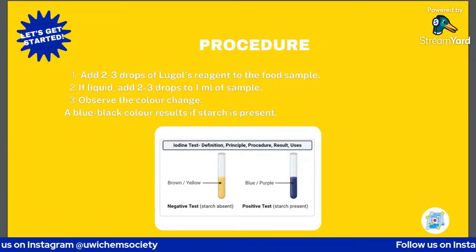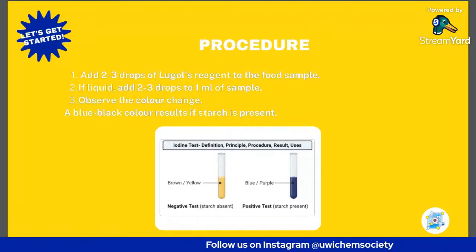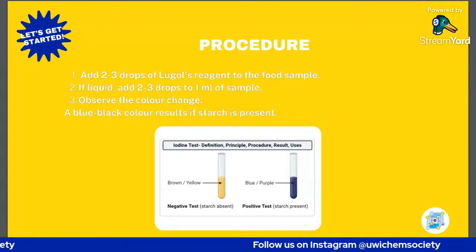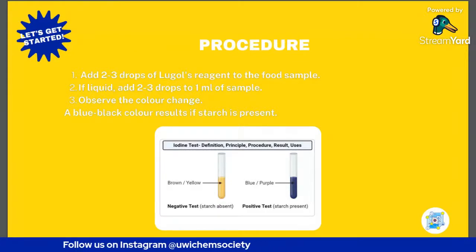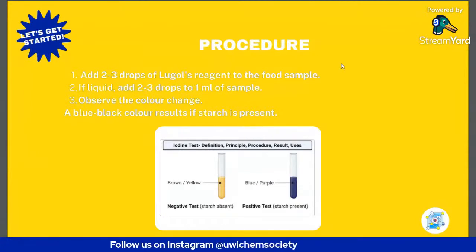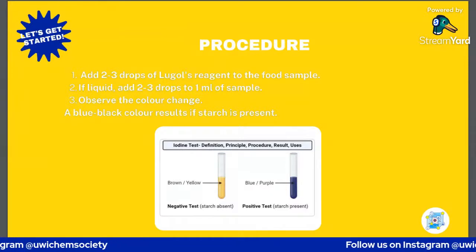So for our procedure, we will be adding 2 to 3 drops of Lugol's reagent to the food sample. If we're using a liquid sample, we're just going to add 2 to 3 drops to 1 ml of sample. So a blue-black color is going to tell if starch is present or not. I'm going to show you guys how I make the Lugol's reagent.